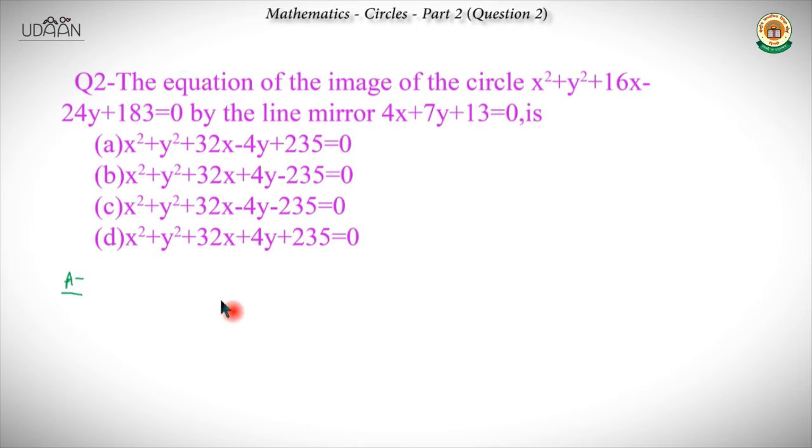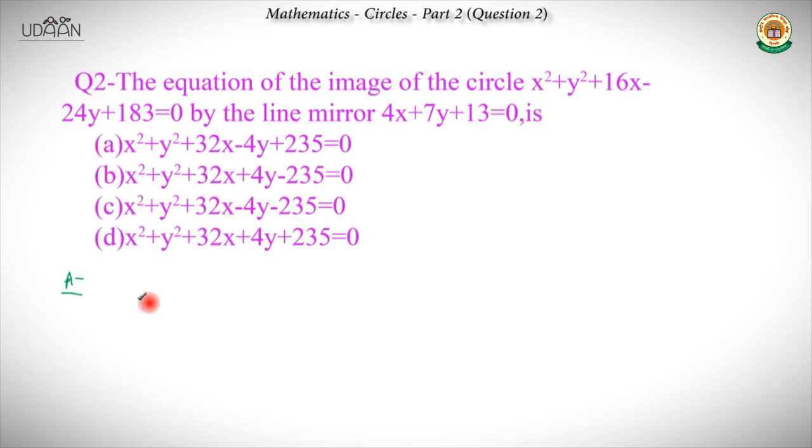See, first thing you have to understand is when we take the image of the circle, the radius of the circle remains constant, but only the center changes. So we find the new center, and since we know the radius of the circle from the given equation, we can easily find the new circle. So what we'll do here is first calculate the radius and center of the given circle.